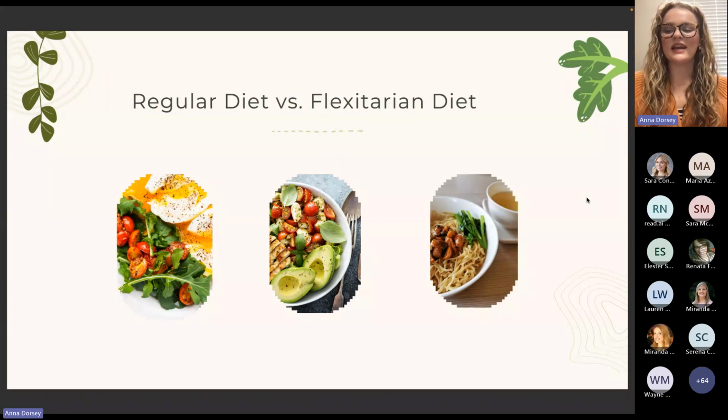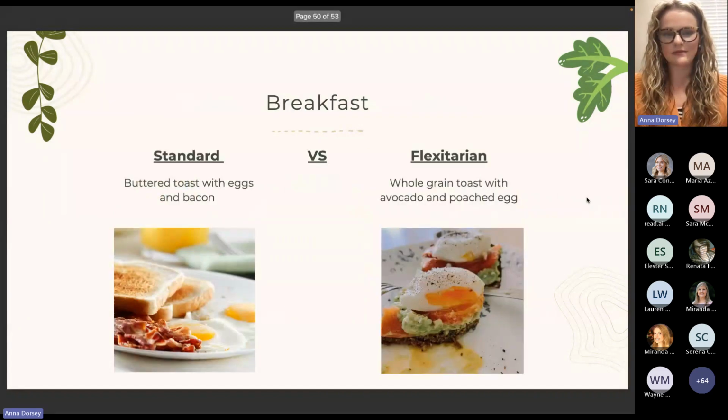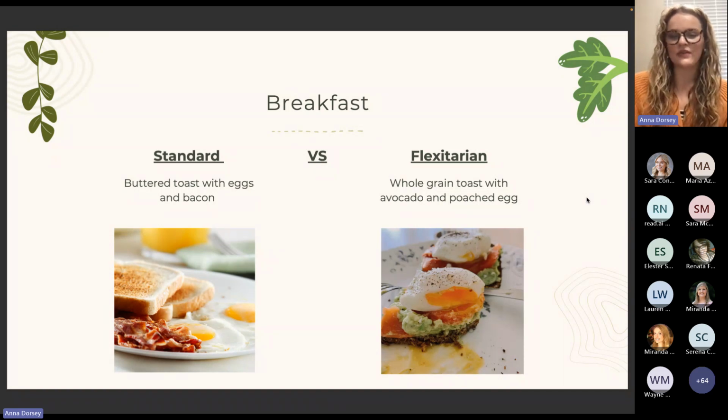And then lastly, we want to give you an example of what a standard diet may look like versus how it would look for you to implement the flexitarian diet, a day in the life of someone who is trying to implement a flexitarian diet. So typically you may have buttered toast with eggs and bacon, and then on a flexitarian diet, you would change your buttered toast to a whole grain toast, and you'd add some avocado and a poached egg on top.